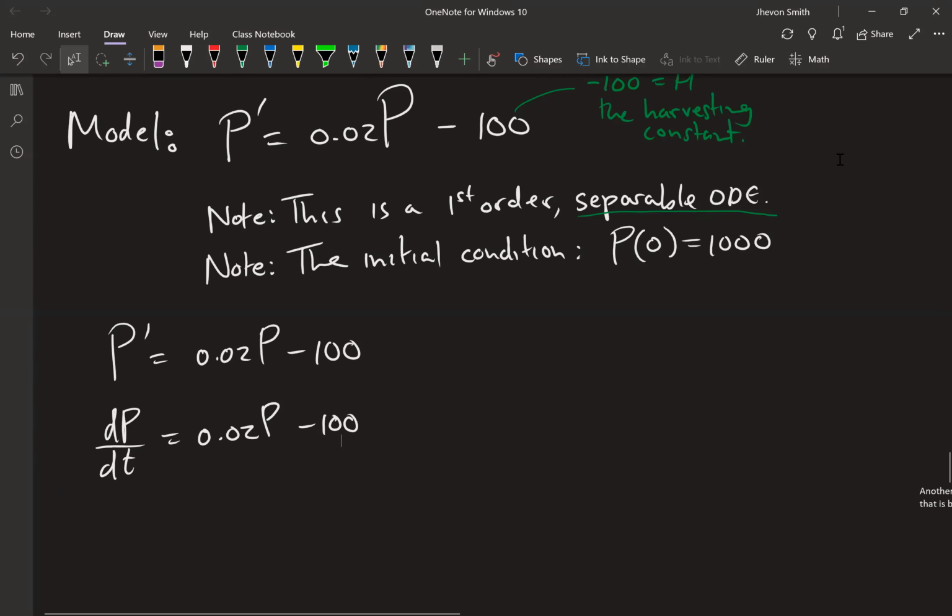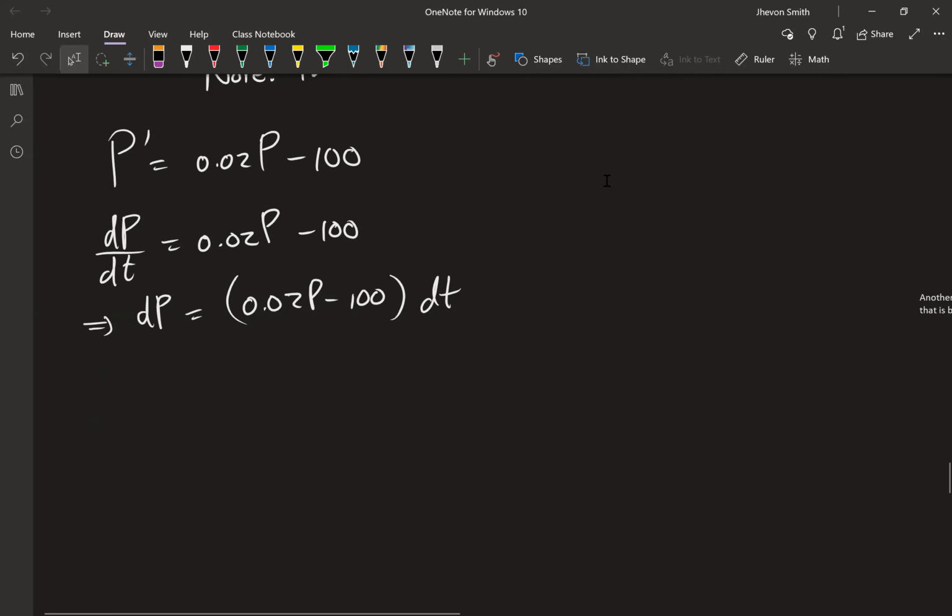Okay, so you rewrite the p prime, move the dt to the other side. So this is going to mean that dp is equal to 0.02 p minus 100 times dt. Then, right, you divide by that whole thing. So here we have dp over that.